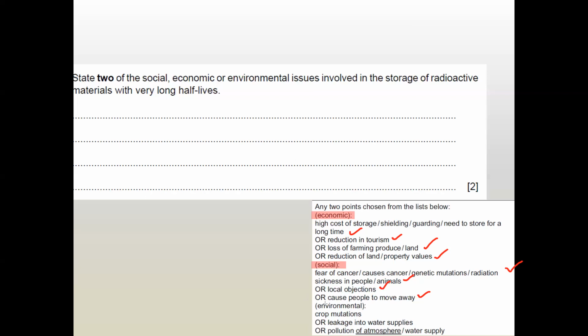Then what might be the environmental impact? It might cause crop mutation, like the plants, the crops which you are growing, that might mutate. That radioactive material might leak into the water supply, so that it enters the water supply, and it might pollute the atmosphere. So these are the environmental impacts which this radioactive source will have, which has a very long half-life.